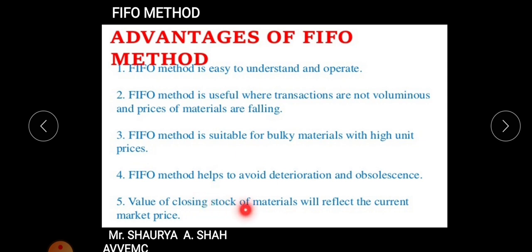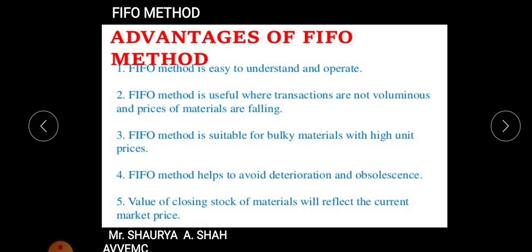The value of closing stock of material will reflect the current market price, meaning closing stock. Suppose I give you an example, students. I have purchased 100 units of material, 200 units of material, and 300 units of material. In the middle of the year, I have used 300 units of the material. So can you say from which goods my closing stock will be there?